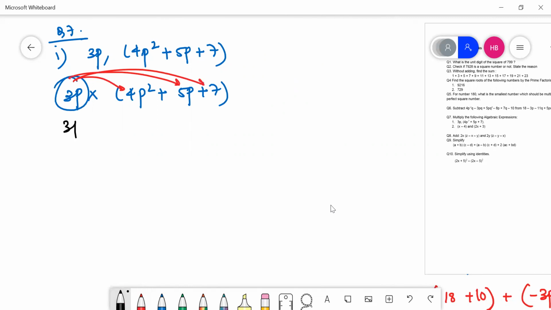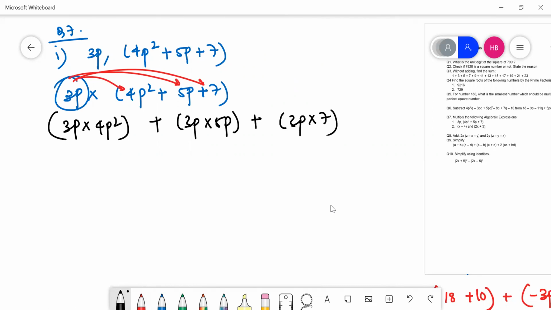So it will look like 3p into 4p square plus 3p into 5p plus 3p into 7, which will give me 4... Now how do we multiply? First we multiply the constant terms together. So 4 into 3, 4 threes are 12, and now I'm going to multiply the variable parts. p into p square will give me p raised to power 3. How did I do this? You know that a raised to power m into a raised to power n is equal to a raised to power m plus n. So here the power is 1, here the power is 2, base is same. So I've just added the powers, right?